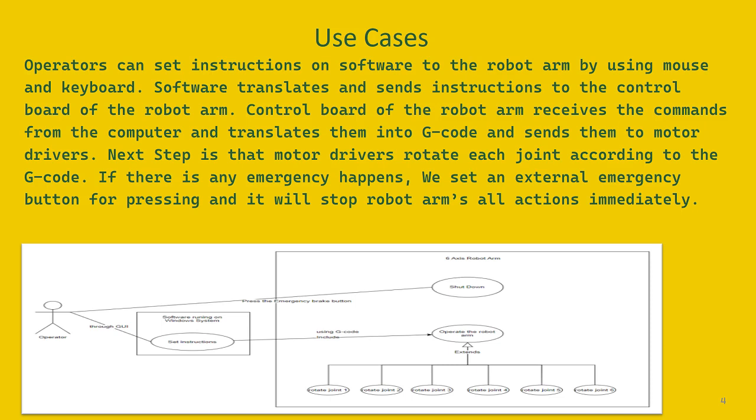This is a use case for our project. You can see the operators can set the instruction on the software to the robot arm. You can see it on the left side of these pictures. By using the mouse and keyboard, the software translates and sends the instruction to the control board of the robot arm. The control board will receive the commands first, and then translate them into G code and send it to the motor drivers. The next step is the motor drivers will rotate each joint according to the G code. By the way, if any emergency happens, we set an external emergency button for pressing, and it will stop the robot arm's actions immediately for safety.